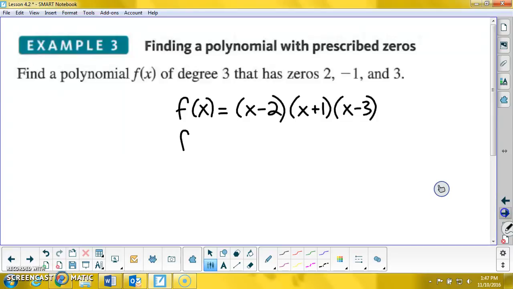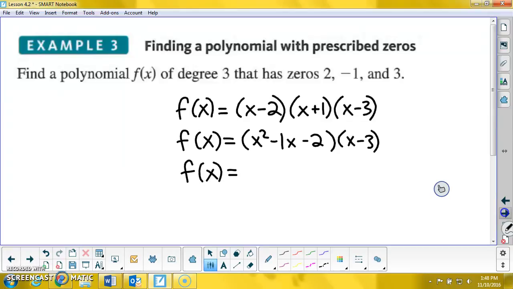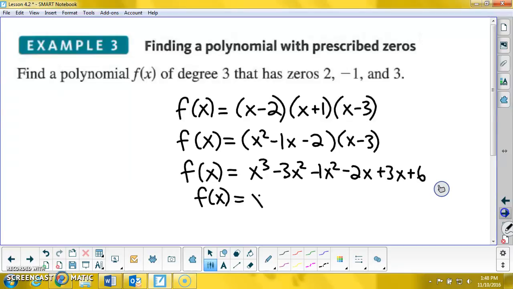Now that's a really good answer, except we need to put it in standard form. So I begin by FOILing the first two factors. And that gives me x squared minus 1x minus 2. Then I FOIL that out to get my standard form equation. X to the third minus 3x squared minus 1x squared minus 2x plus 3x plus 6, and then that could just be simplified. X to the third minus 4x squared plus 1x plus 6.